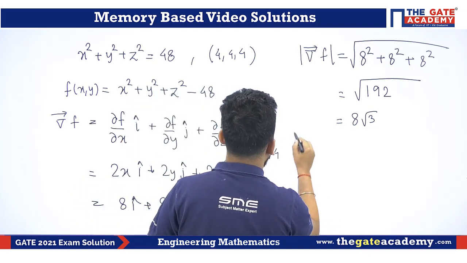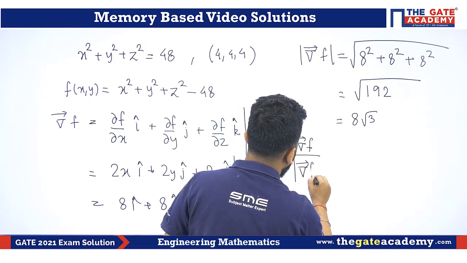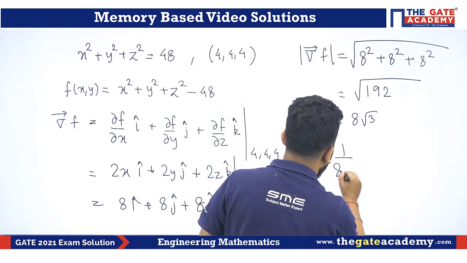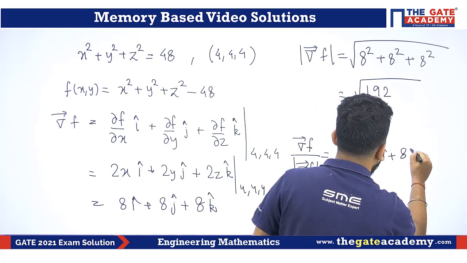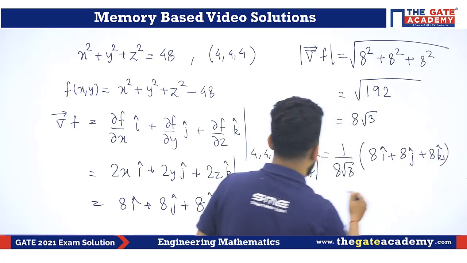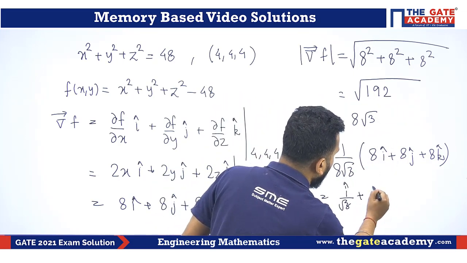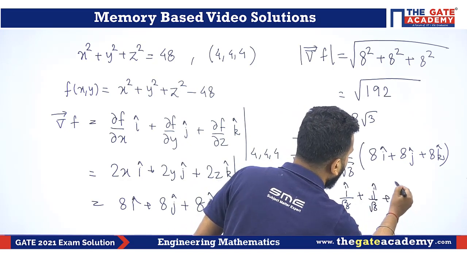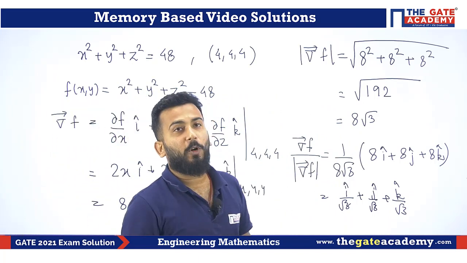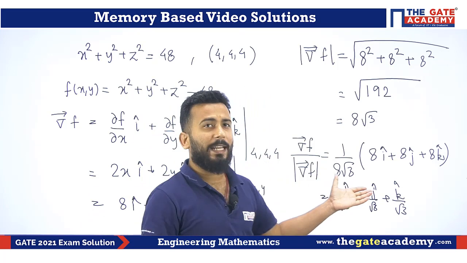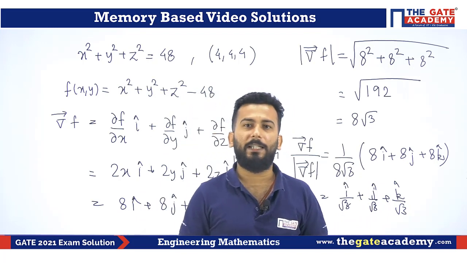So just a minute. You need to find what? Unit normal vector. So divided by its modulus. Divided by its modulus. Correct. Divided by its modulus, and it is 1 by 8 root 3, and it is 8i plus 8j plus 8k. And clearly you can see that 8 and 8 are cancelling each other. So it is i by root 3 plus j by root 3 plus k by root 3. The options that I have received are in the form of coordinates. So remove i, j and k and simply write 1 by root 3, 1 by root 3, 1 by root 3. And I guess option A is the correct answer.